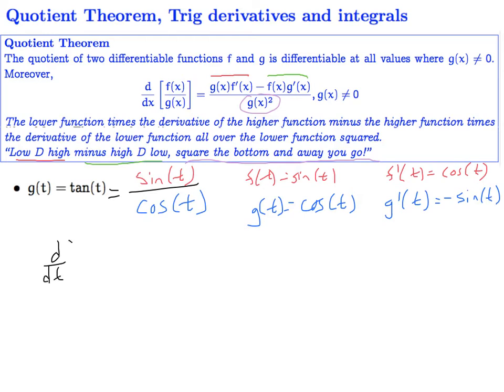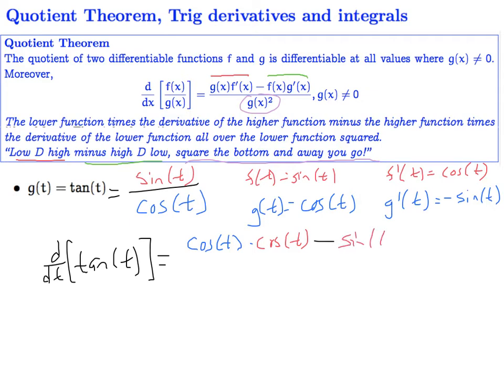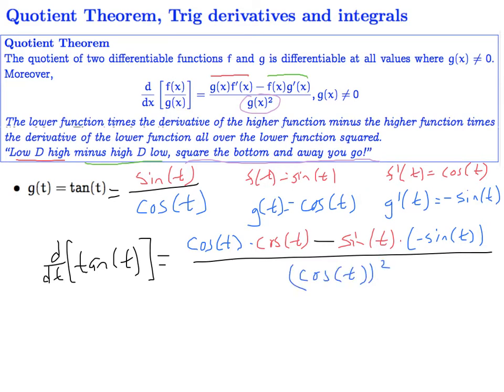So this means that the derivative of tangent, according to our quotient theorem, well, we just got to follow along. So let's see. We have low function times the derivative of the high function minus high function times the derivative of our low function. Going to throw some extra parentheses in there just for fun. Square the bottom. And away we go.